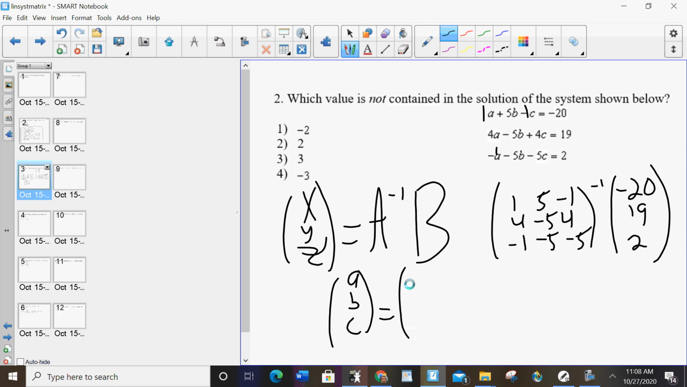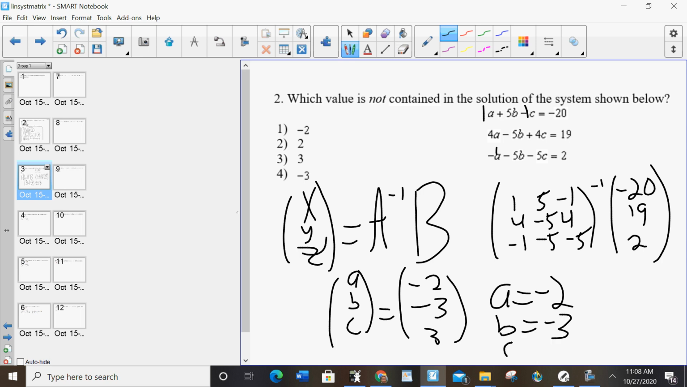-2, -3, 3. So A equals -2, B equals -3, C equals 3. Which value is not contained in the solution set? Well, -2 is good, +2 is not, +3 is good, -3 is good, choice 2 is your answer.